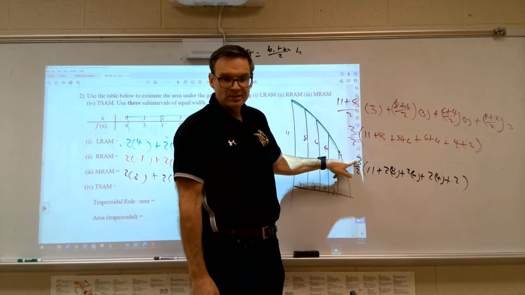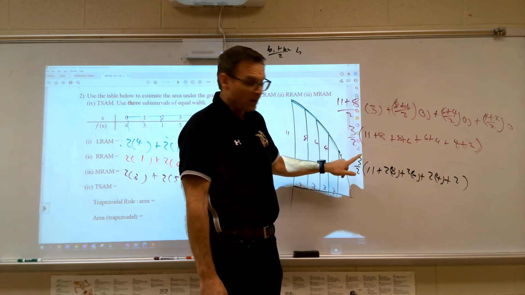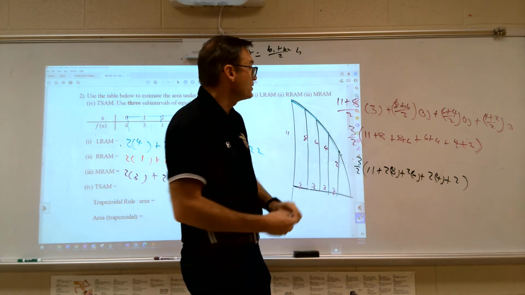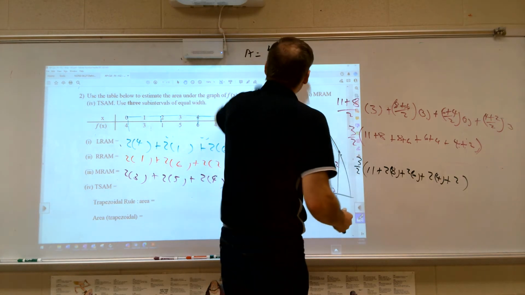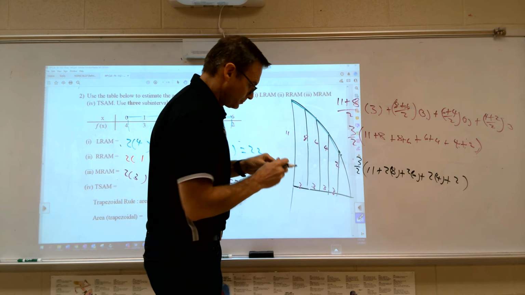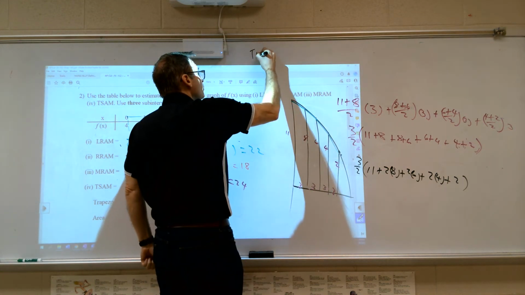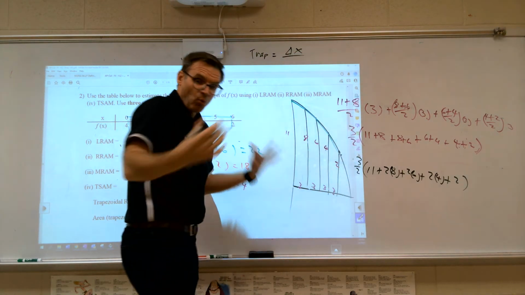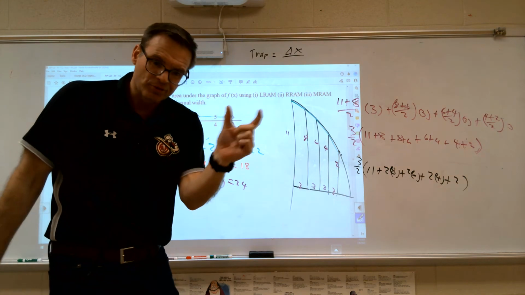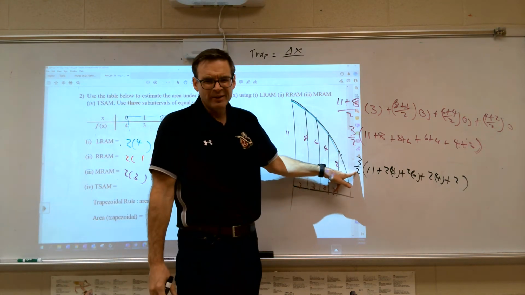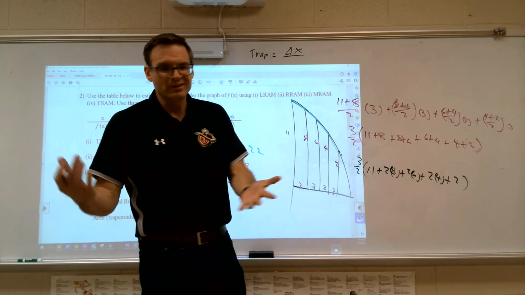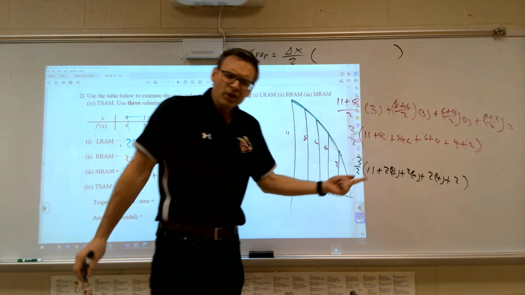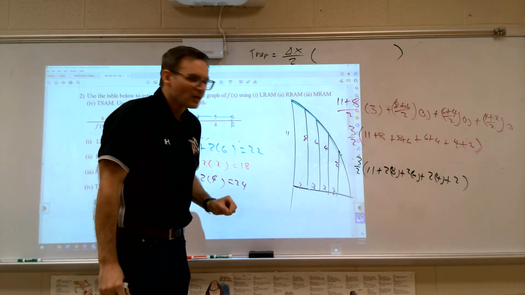So first, I want to talk about the significance of the 3. The significance of the 3 is that's how wide each interval is. That's got a special name. We're going to call that delta x. So our trapezoidal rule is going to equal delta x, which is however wide your interval is. The divided by 2, well, that's part of the trapezoidal formula. I can't really do anything with it, so it's always going to be a 2. But what goes in the parentheses is the kind of interesting part.